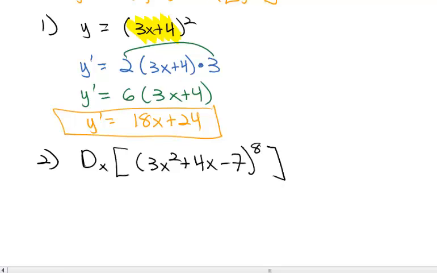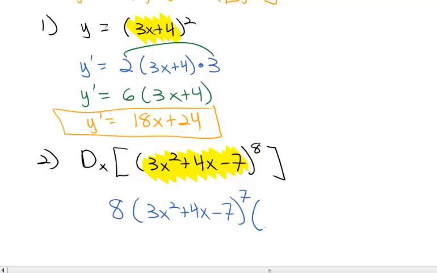If I wanted to do this as a product, we would have 8 products. That would be ugly. If I were to do this as a polynomial, we would have to multiply this out 8 times. It would be ugly. Instead, we'll do it treating the inside as the guts. We've got stuff to the 8th power. Well, we know we take the 8 out front, and we have (3x squared plus 4x minus 7), and we raise that to one less power, the 7th power. We can justify that move if we now multiply by the derivative of the guts. The derivative of 3x squared plus 4x minus 7 we know is 6x plus 4.